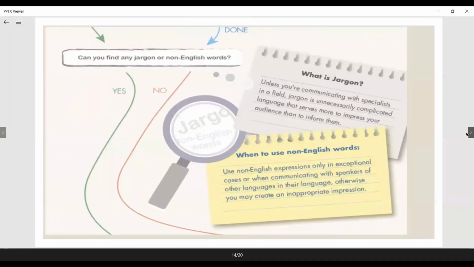And what is jargon? Avoid jargon. Can you find any jargon in your writing? Just try to find it. If not, then it's okay. Unless you're communicating with specialists in a field, jargon is unnecessarily complicated. It makes your language or the whole sequence more complicated when you are talking with a person or the audience. So use non-English expressions only in exceptional cases, or when communicating with speakers of other languages in their language. Otherwise, you may create an inappropriate impression.